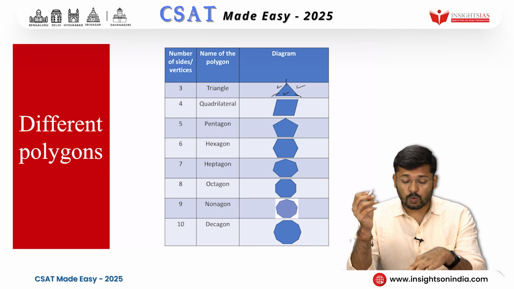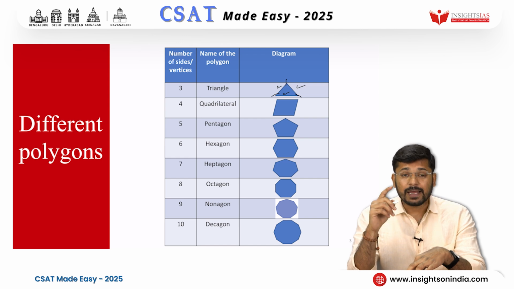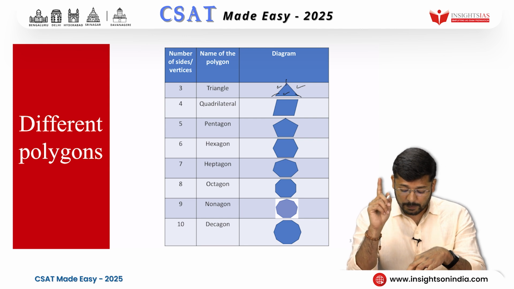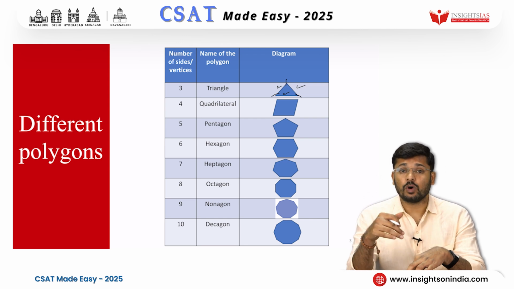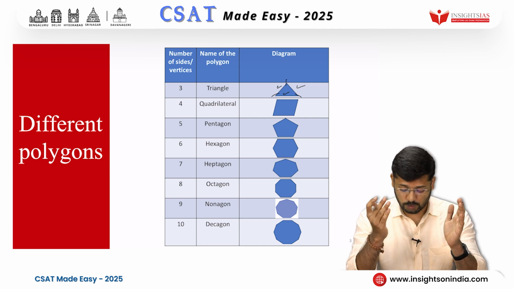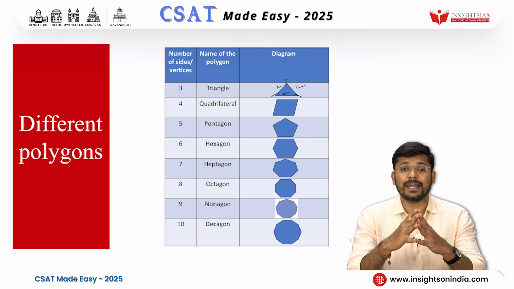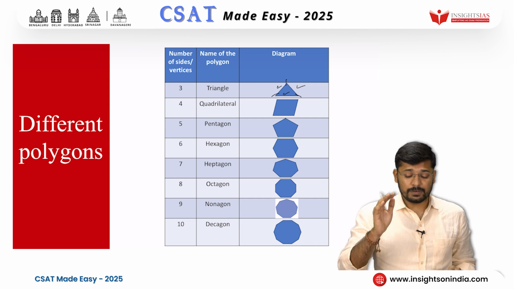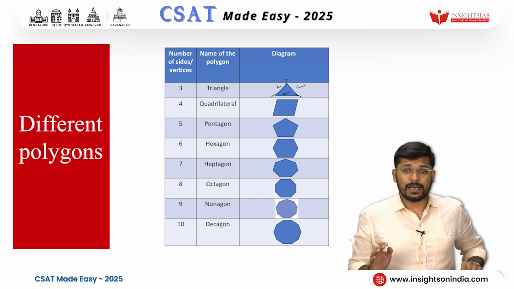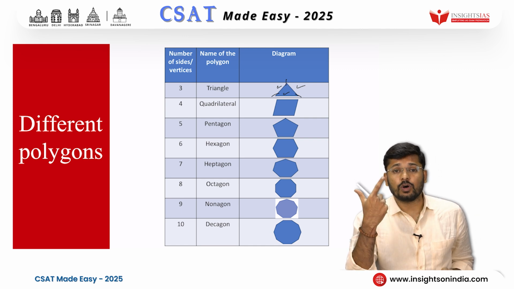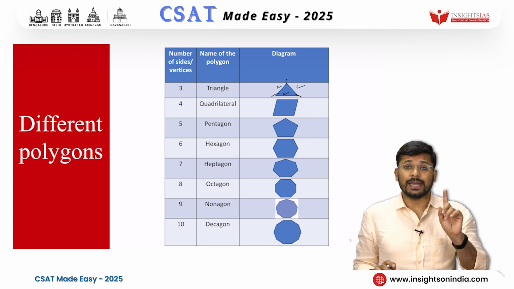Then look at the next one. If a polygon has 4 sides or 4 vertices, it will be called a quadrilateral. And if a polygon has 5 sides or 5 vertices, it will be called a pentagon, 6 hexagon, 7 heptagon, 8 octagon, 9 nonagon and 10 decagon. This is the concept of a quadrilateral. Now we understood what a quadrilateral is and what vertices are. Now we need to understand what a diagonal is.